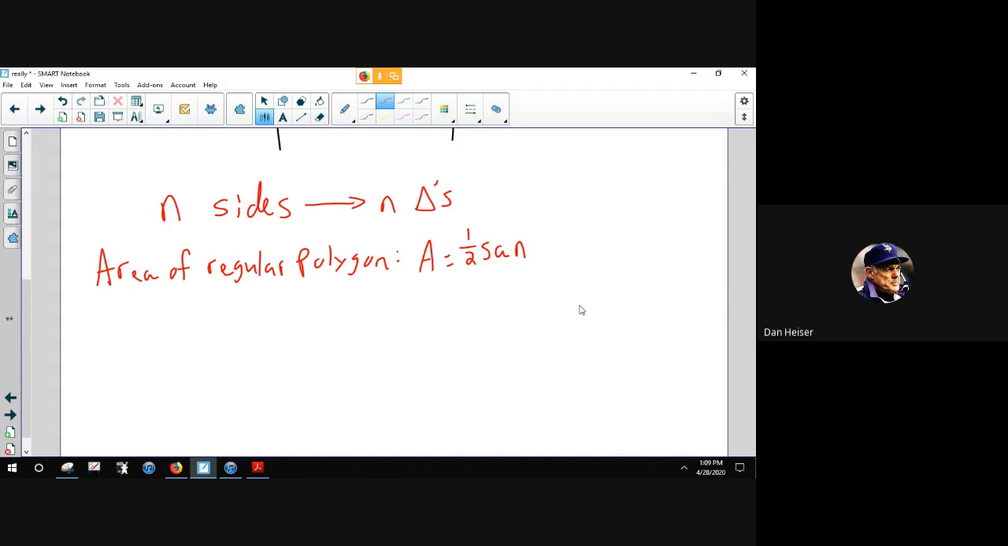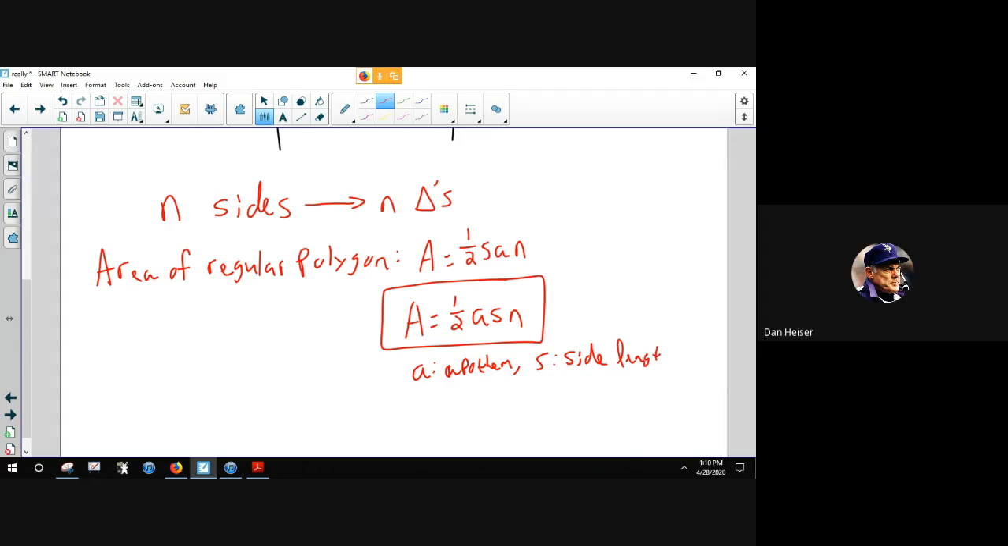Usually the form this is written in is 1/2 ASN. A is apothem, S is the length of a side, N is the number of sides. That is how you find the area of a regular polygon.